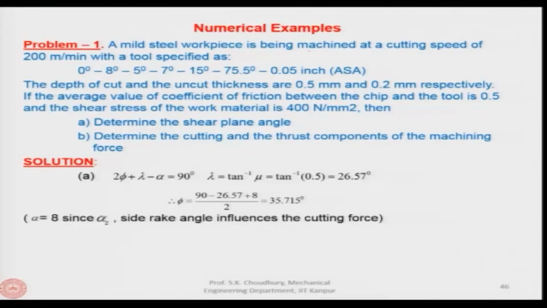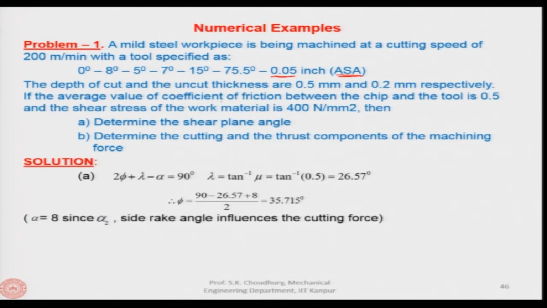For example, a mild steel workpiece is being machined at a cutting speed of 200 meter per minute with a tool which is given in this way. This is in the ASA coordinate system, if you remember we have discussed it. So, this is the back rake, side rake and so on. All these 6 angles are given, and this is the tool nose radius in inch. The depth of cut and the uncut thickness are 0.5 millimeter and 0.2 millimeter respectively.